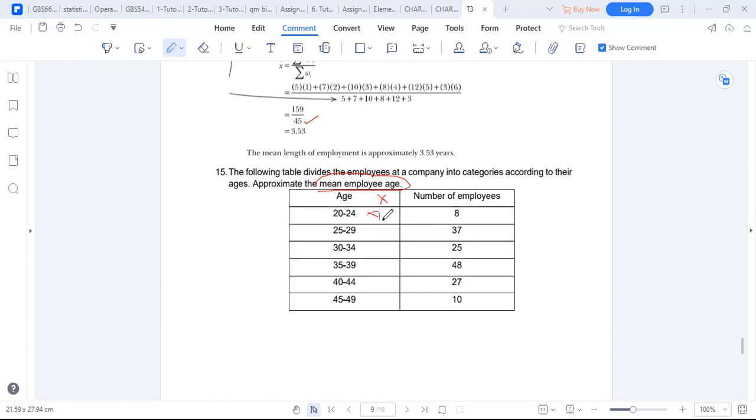So X here is what? 22, 27, 32, 37, 42, 47. So when you apply these ones, we get our frequency times X. So we know that the mean for grouped data is given by the summation of the frequency times X divided by N. And the same principle says, if we're looking at the average age, we divide by the total of this other one, the total here.